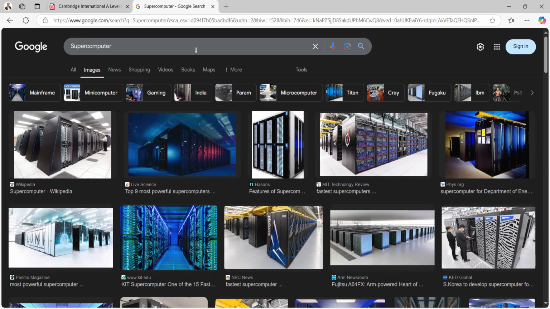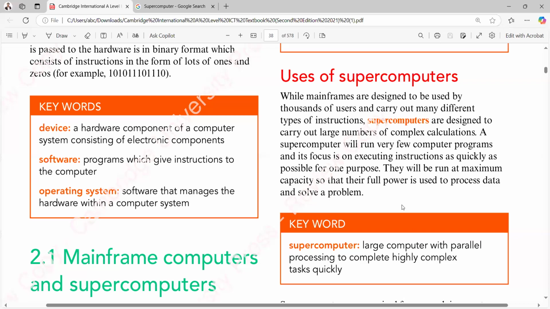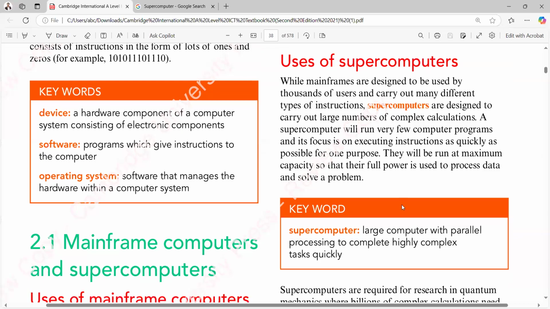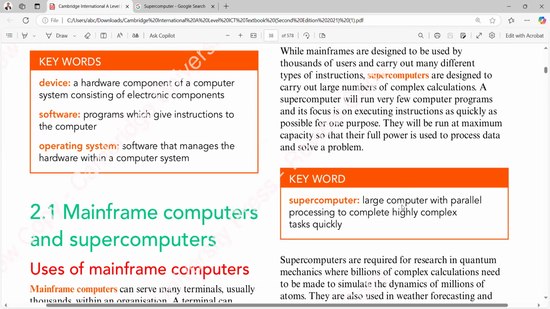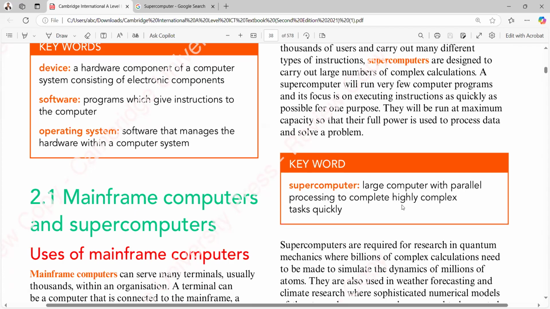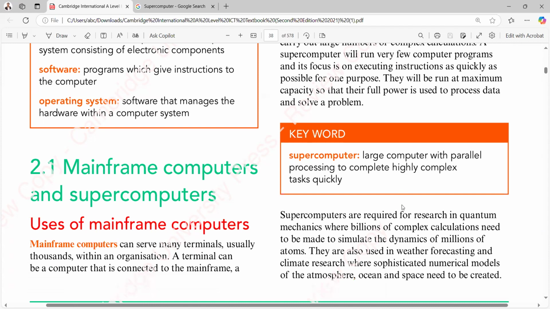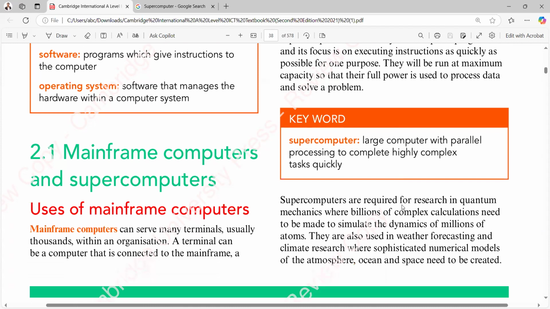So this is an example of a supercomputer, right? You can see that they are all listed here. A supercomputer is basically a large computer with parallel processing to complete highly complex tasks more quickly. When you have large computers with the power of parallel processing, it means that at the same time they are processing to solve complex instructions or complex tasks quickly.